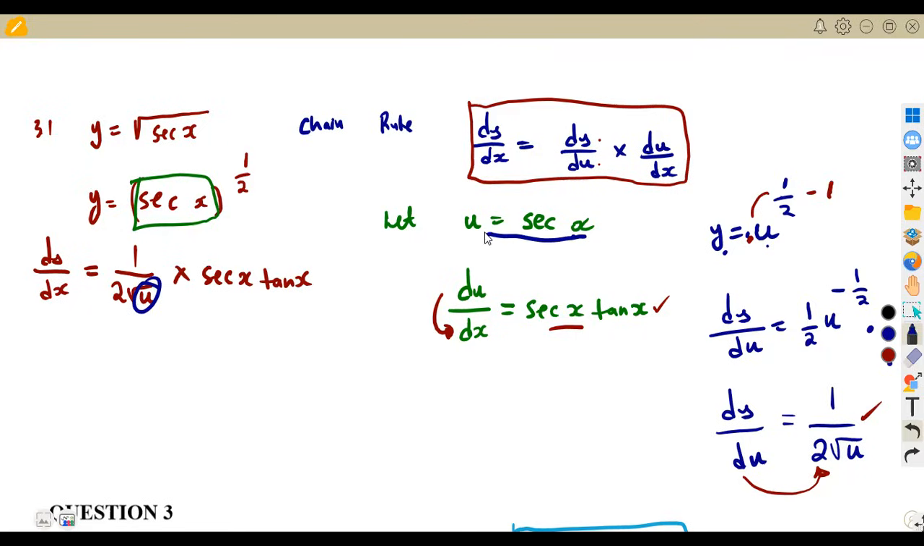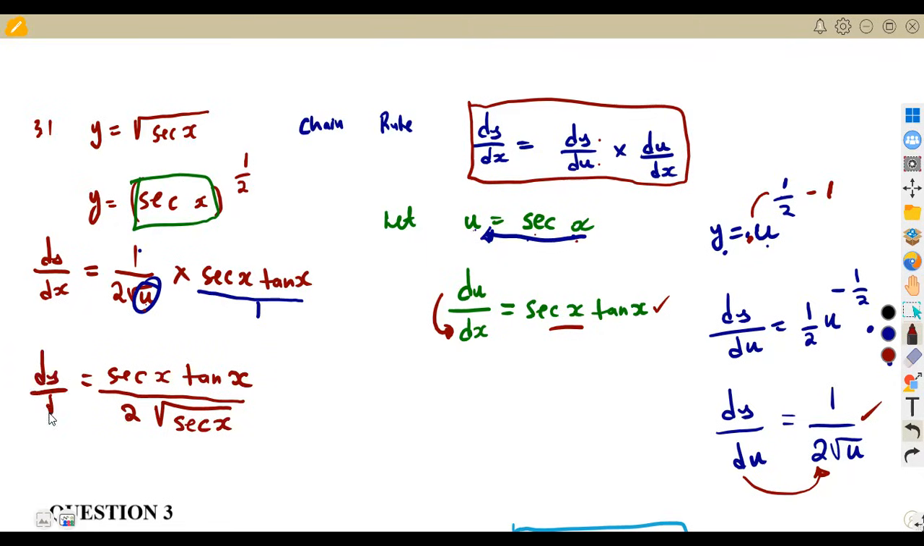So remember, u is equal to the sec of x. In place of u, we are going to substitute the sec of x, but also we can multiply because this is the same as over 1. So 1 is going to multiply the numerator. We are going to have sec of x tan of x over 2 square root of u. But remember, I said u is represented by sec of x. So we are going to write our answer in terms of x.